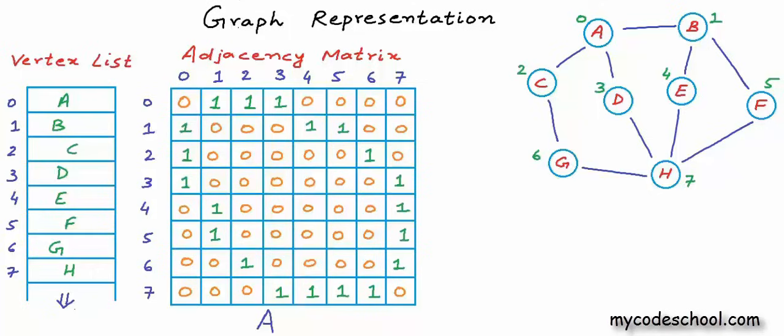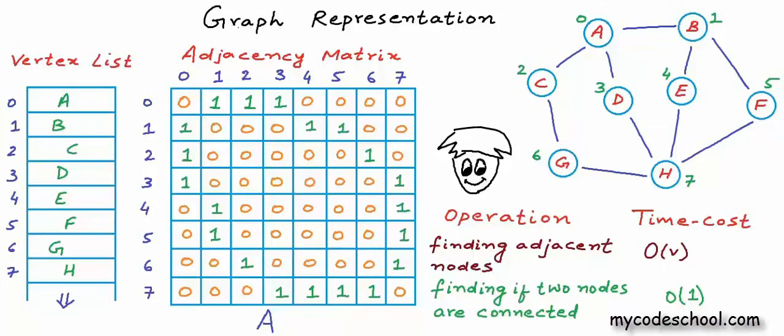So in our previous lesson, we talked about adjacency matrix as a way to store and represent graph. And as we discussed and analyzed this data structure, we saw that it's very efficient in terms of time cost of operations. With this data structure, it costs big O of 1, that is constant time, to find if two nodes are connected or not.